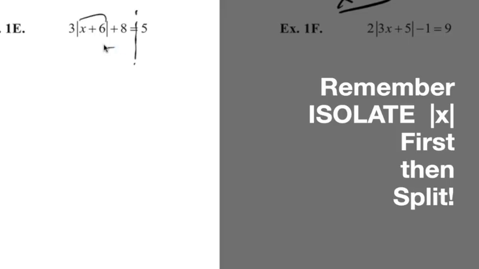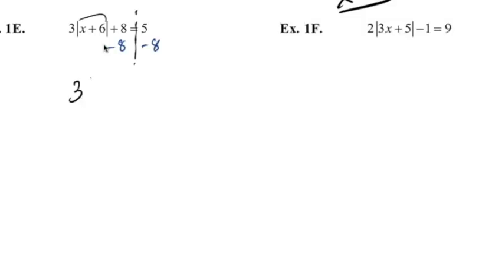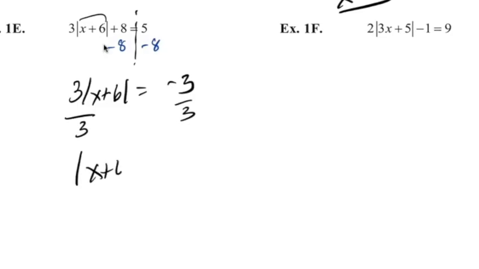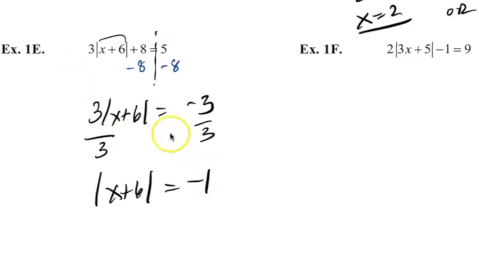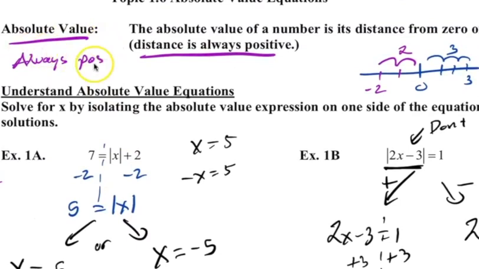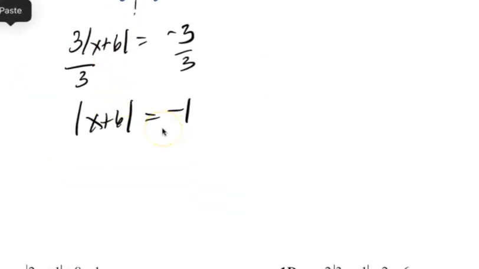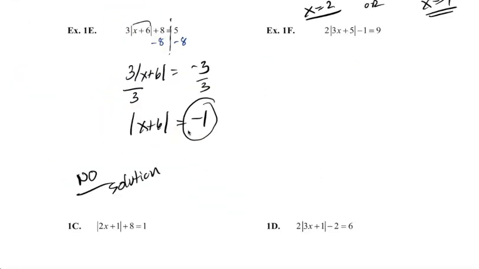So we're going to minus 8. 3 times absolute value of x plus 6 is equal to negative 3. And then we're going to divide by 3. Maybe you might see what's already happening. I have a negative 1. Remember what we talked about? Absolute value is always positive. You can't equal a negative number. Can't be negative. So again, the absolute value cannot be negative, so this is no solution.